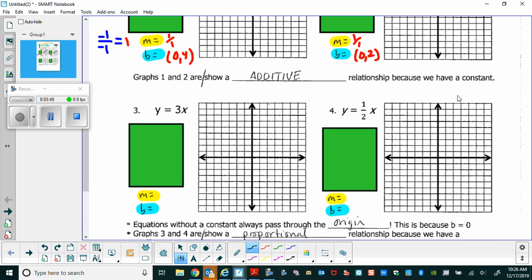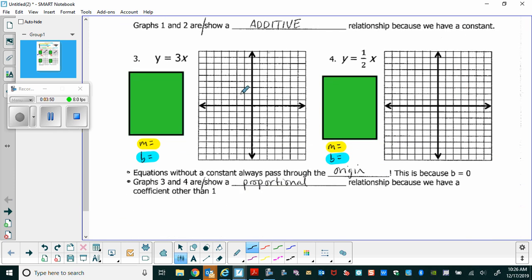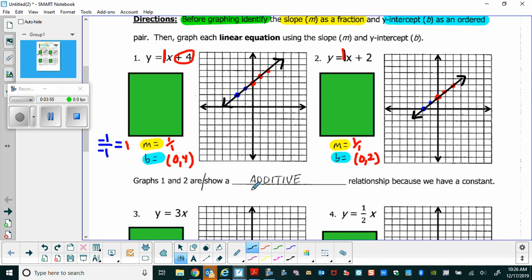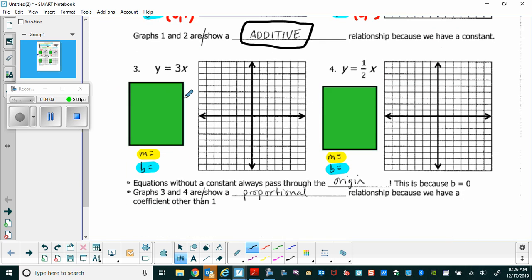So now let's take a look at how these proportional graphs are going to be a little bit different. You might remember that graphs 1 and 2 are additive because we have that constant, and that constant simply moves the line up or down on the y-axis. Now here, when we have our proportional graph for y equals 3x, I'm going to first start out by identifying the coefficient. The coefficient here is 3. So as a fraction, that is 3 over 1.